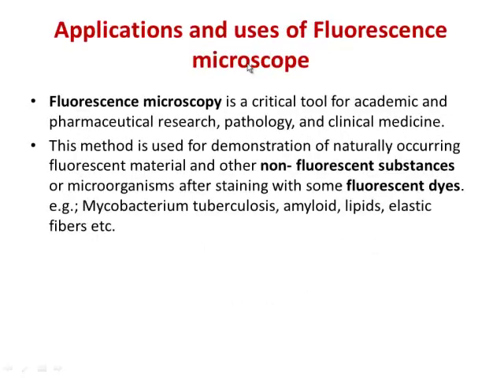So what are the applications and uses of the fluorescence microscope? Fluorescence microscopy is a critical tool for academic and pharmaceutical research, pathology and clinical medicine. This is also used for the demonstration of naturally occurring fluorescent material and other non-fluorescent substances or microbes after staining with some fluorescent dye. For example, Mycobacterium tuberculosis, amyloid, lipids, elastic fibers, or the different proteins of the cell.